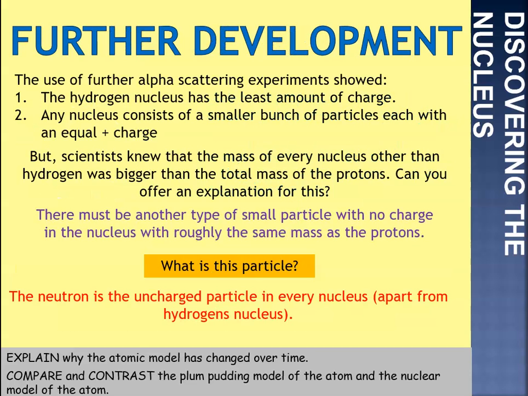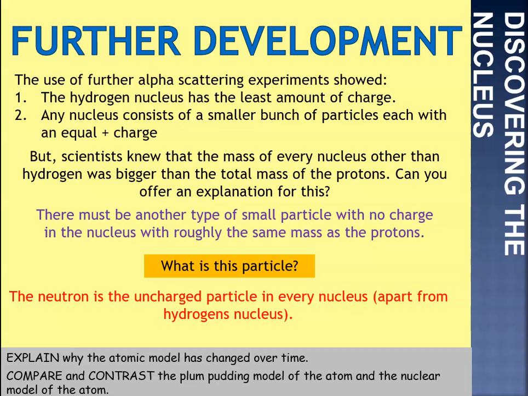Further alpha scattering experiments showed the hydrogen nucleus has the least amount of charge, and any nucleus consists of a small bunch of particles, each with an equal positive charge. But we knew that the mass of every nucleus other than hydrogen was bigger than the total mass of the protons. So what's our explanation for that?